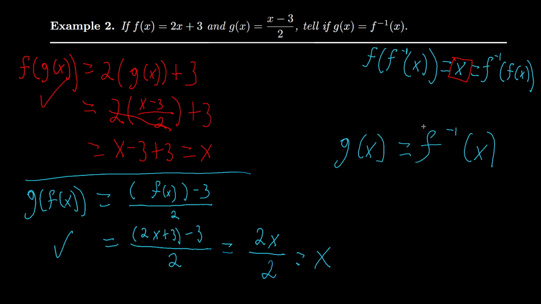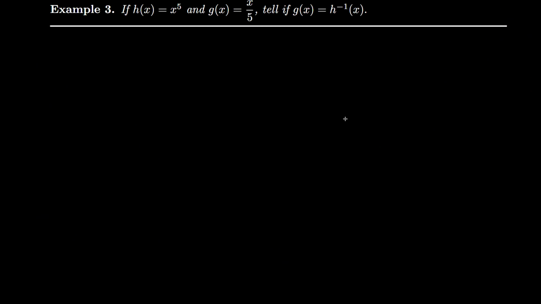So, let's look at another one. So this time, in this example 3 here, we have if h of x is x to the 5th, and g of x is x over 5, tell if g of x equals h inverse of x. So we're going to plug x to the 5th into this, and we're going to plug x over 5 into x to the 5th and see if they work. So we're going to find h of g of x first. Or we could find g of h of x first. It doesn't matter which we plug into which. So h of something looks like something to the 5th power. So I'm going to write this, something to the 5th power.